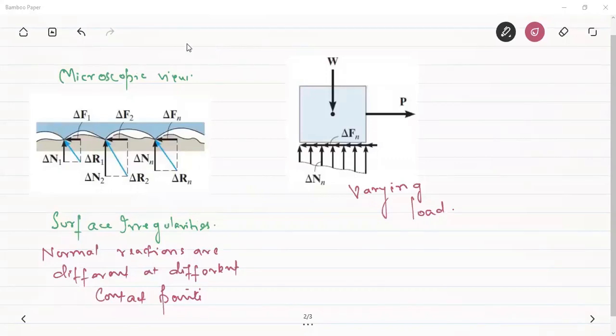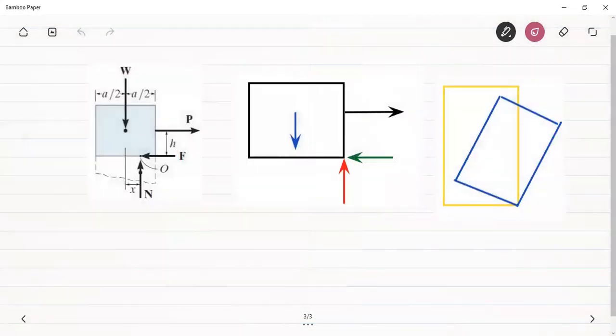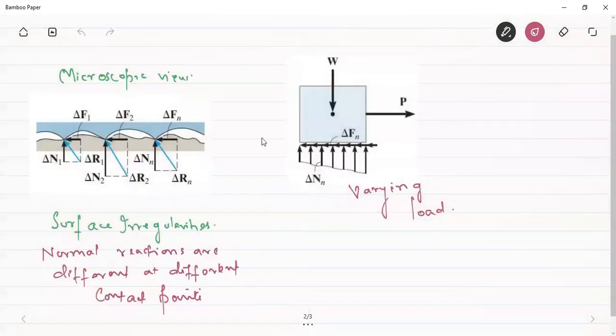Since these normal reactions are different at different points of contact, we get a varying load, and the resultant of these normal reactions won't pass through the center of gravity. It will be somewhere to the right or somewhere to the left. Usually, if the force is acting in this direction, the positive x-axis, this load here relieves the reaction a little bit. This just eases the contact between the ground and this block.